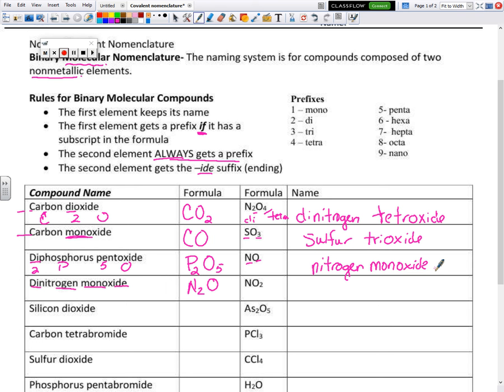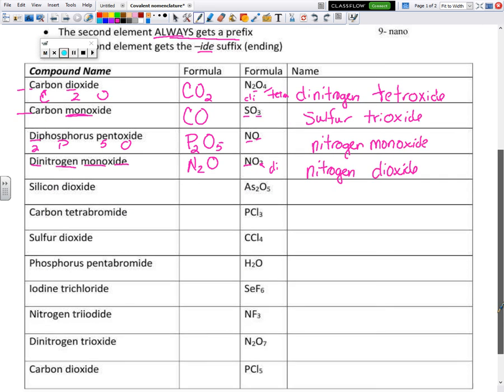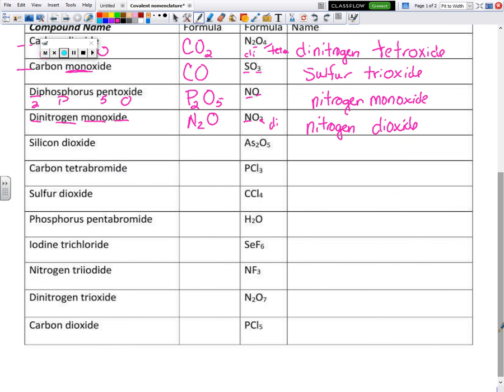Last one I'm going to do with you, and then I want you to finish this sheet. Nitrogen does not get a prefix because there's no subscript. The prefix for 2 is di. Oxygen becomes oxide. Okay, so what you need to do is finish up these practice problems. You need to pause the recording and finish the practice, and then come back and check your work.